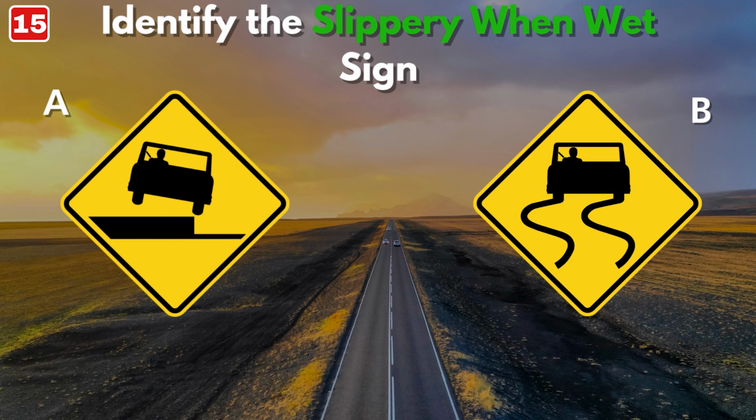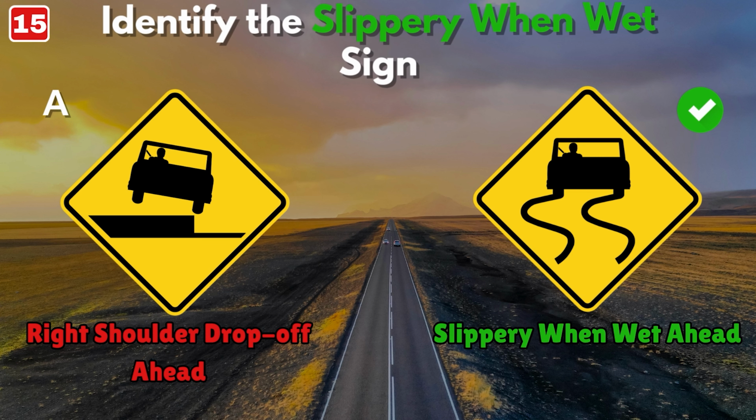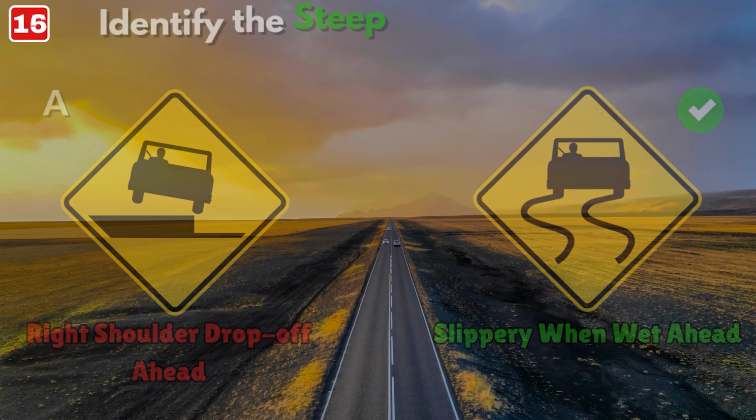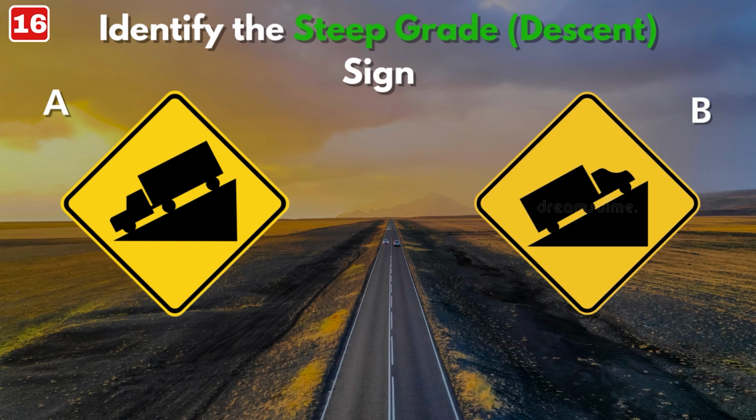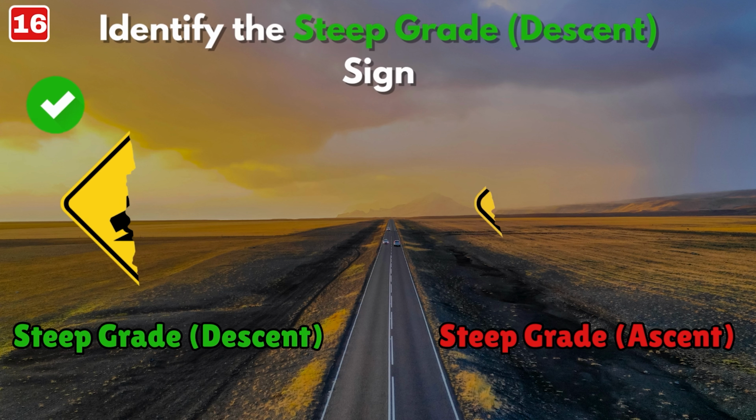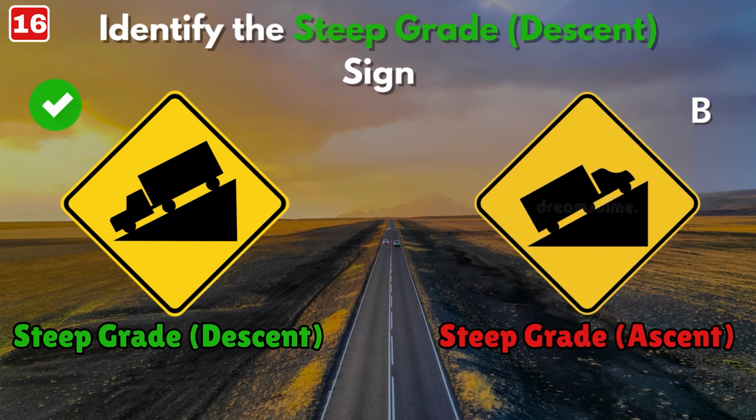Identify the slippery when wet sign. Absolutely. B is the slippery when wet ahead sign. Identify the steep grade, descent, sign. On point. A is the steep grade, descent, sign.